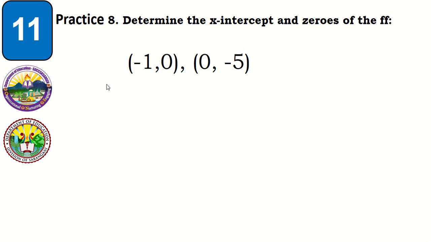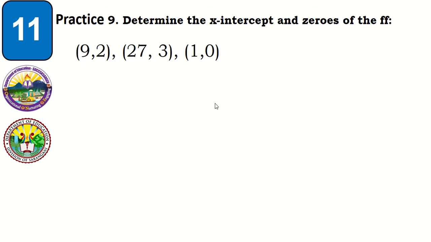How about number 7? Given the points negative 1, 0 and 0, 5, the x-intercept is the value of x when y equals 0. So this is the point referred to, not this one, because the value of x when y equals 0, or any value of x when y is 0, is automatically the x-intercept. So the x-intercept is negative 1 and the 0 is also negative 1. Now, number 9, for example, 9, 2, 27, 3, and 1, 0. We know that this one has a partner of 0. y is 0 and x is 1. Therefore, the x-intercept is 1 and the 0 is also 1.